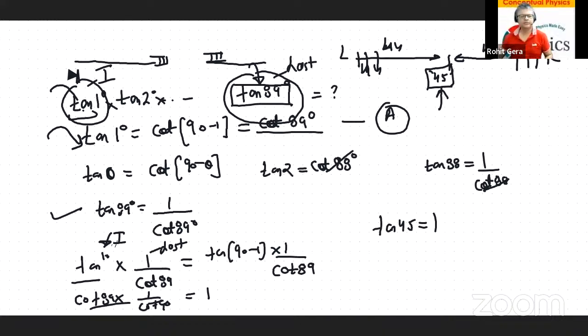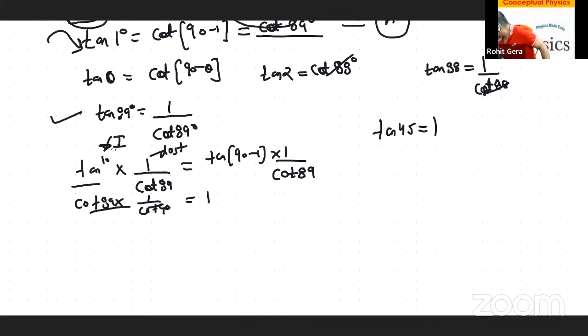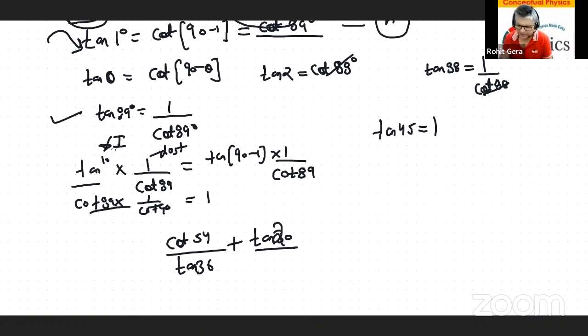Okay, let's go to another one. Okay, so you have to find the value of cot of 54 divided by tan of 36 plus tan of 20 divided by cot of 70.